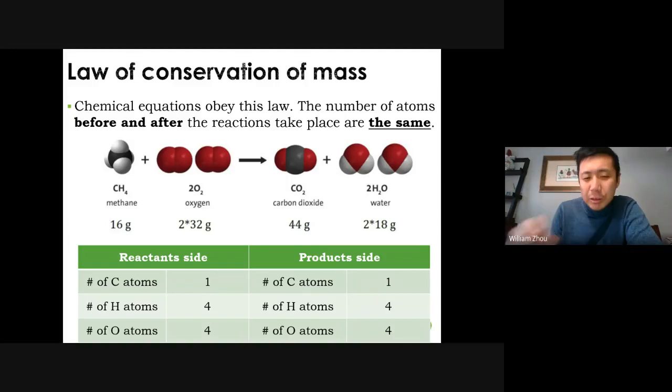Notice that the compounds themselves change. You don't have methane, you don't have oxygen anymore. They now became carbon dioxide and water. But the number of atoms of each element remains the same. And the mass, if you measure their weight, should be the same.